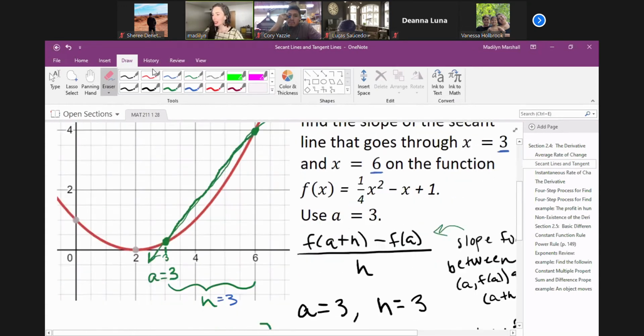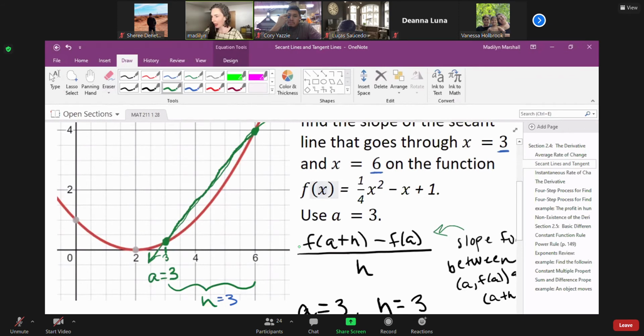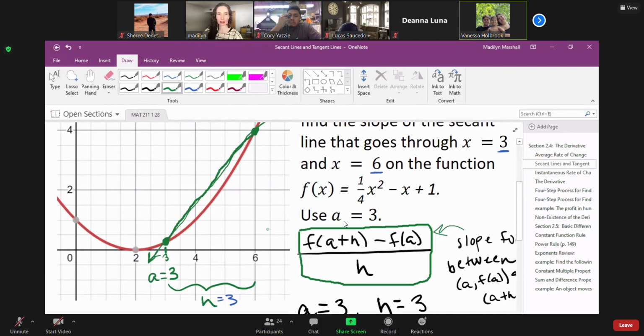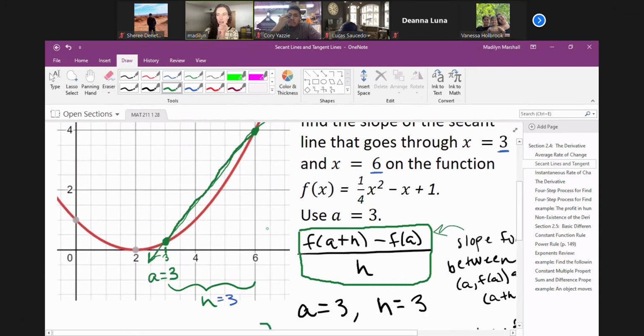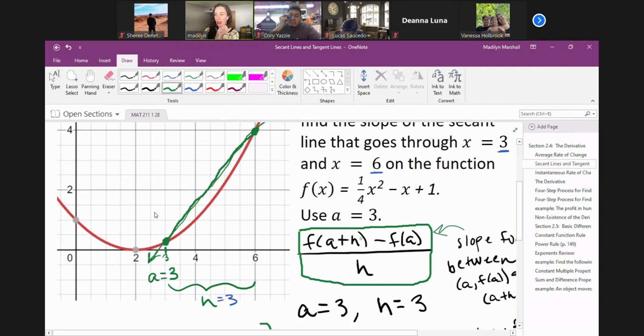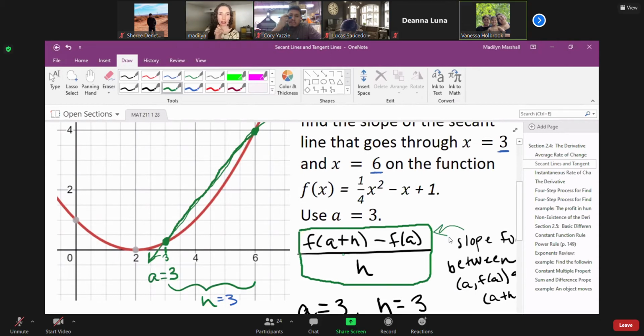So in this case, we're using this average rate of change formula, which gives the slope between these 2 points. So A is fixed, that's our 3. And this formula would give us the average rate of change between 3 and any h that we wanted, so we can change h freely.